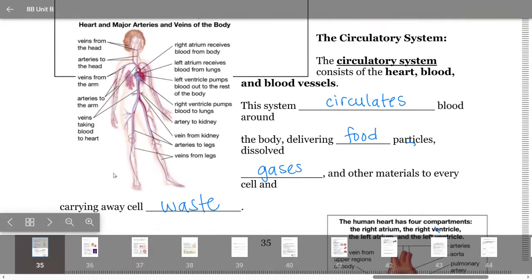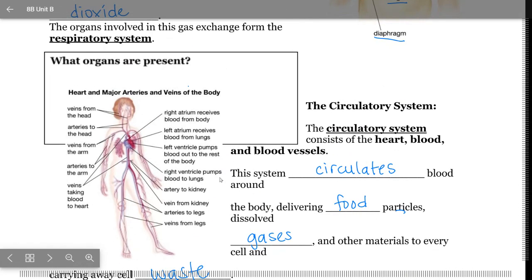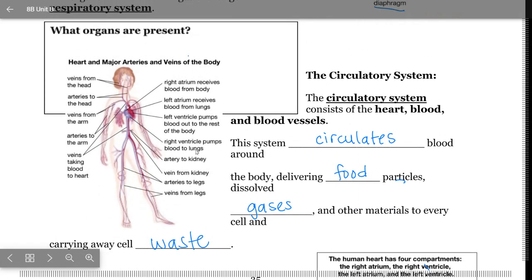If you look closely here in this diagram, you can see all the veins moving and all the arteries around the body. When the veins or the arteries split off into tiny little webs, these are capillaries, okay? That's all you have to remember. The right ventricle pumps blood to lungs. The left ventricle pumps blood out to the rest of the body.